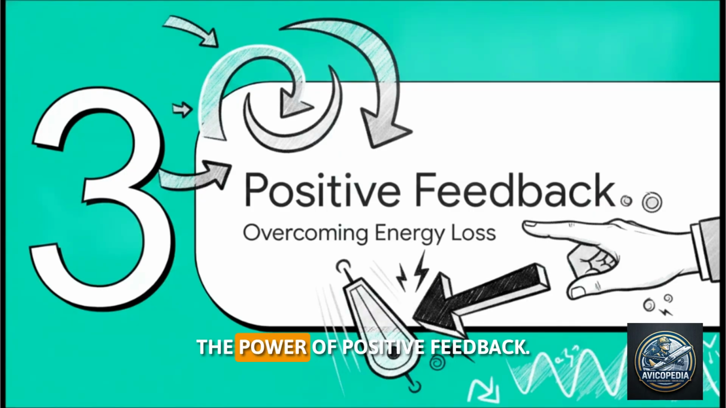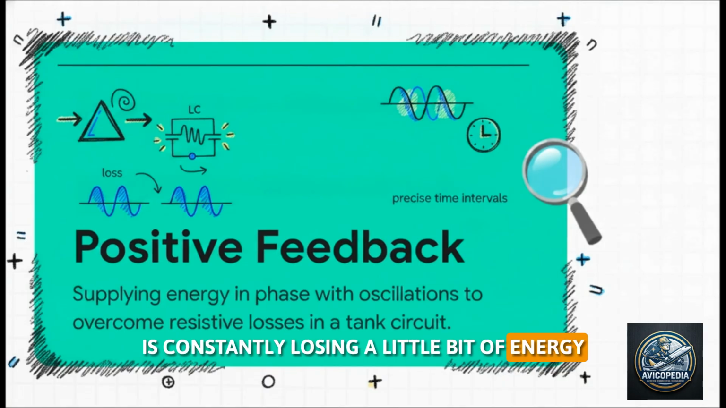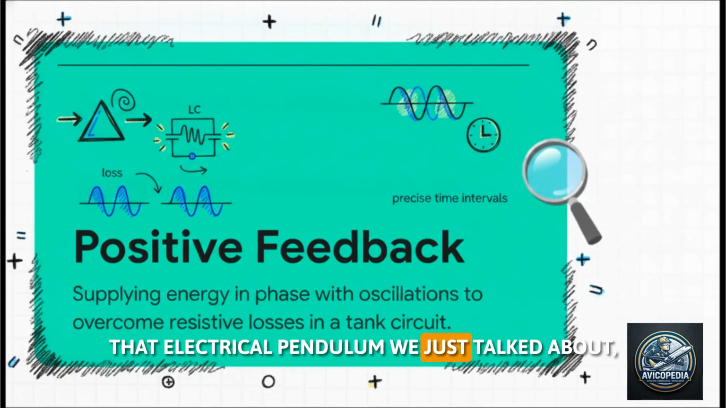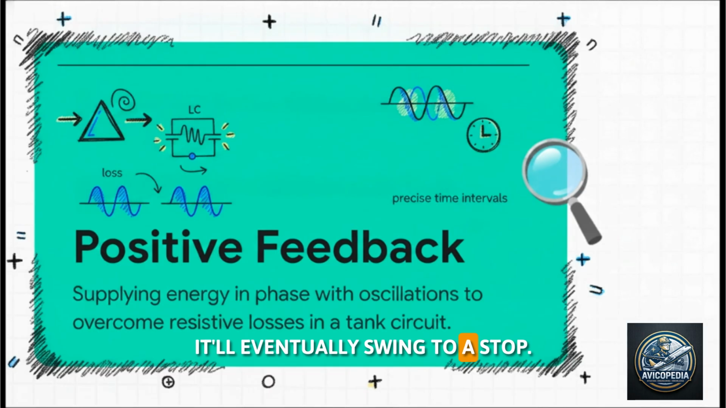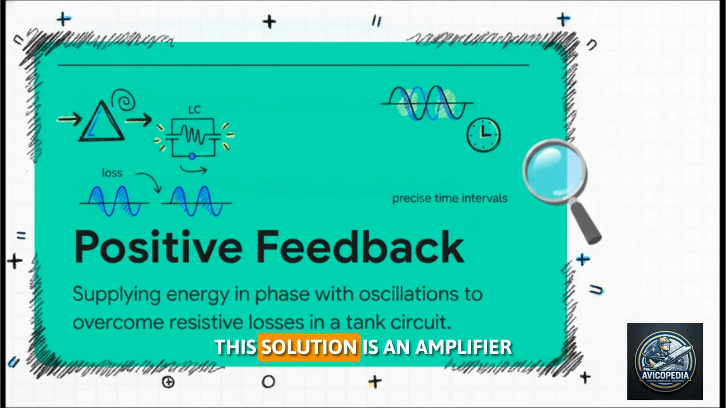Section 3. The power of positive feedback. Overcoming energy loss. Now, here's the catch. Because the tank circuit is constantly losing a little bit of energy to resistive friction during every single cycle, that electrical pendulum we just talked about, it'll eventually swing to a stop. We need a way to give it a perfectly timed push. The solution is an amplifier utilizing positive feedback.